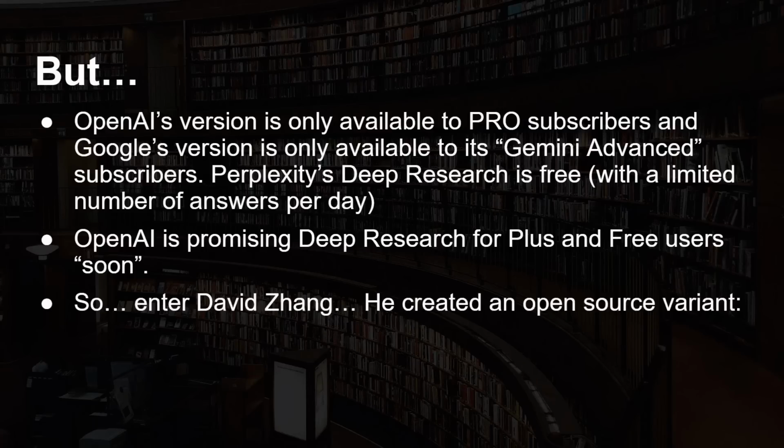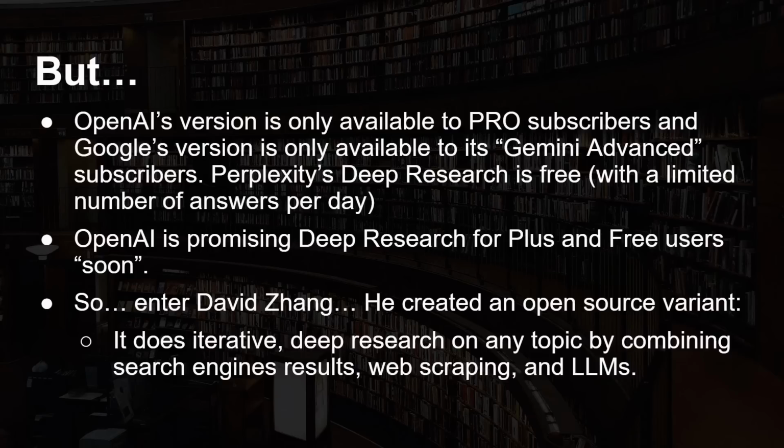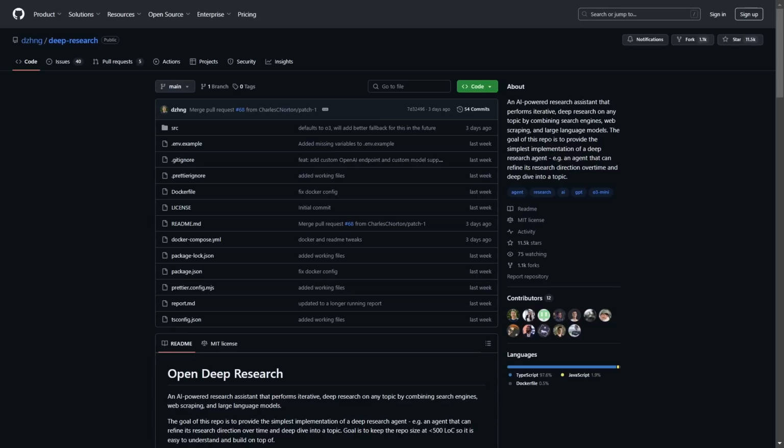So to fix all of those problems, a fellow called David Zhang, and I hope I'm pronouncing his name right, sorry if I'm not, has created an open source variant. It does iterative deep research on any subject by combining search engine results with web scraping and, of course, a large language model. So here it is. It's an open source project. As I said, I will leave the actual link for it in the description below.